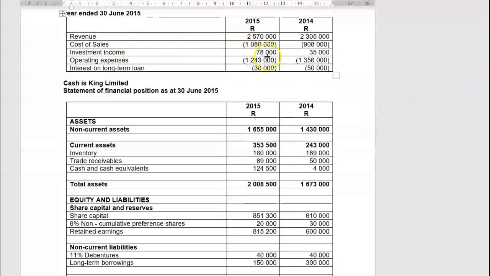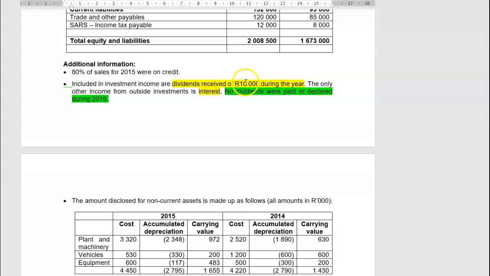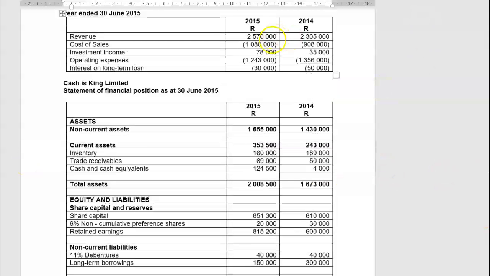Okay, let's have a look at investment income. I think they have investment income here, 78,000 Rand. And they say, well, dividends was 10,000 Rand. So obviously here we had dividend income of 10,000 and interest income 68,000. Now remember, on the face of the statement of cash flow, I have to show those two separately. That makes up the 78,000 Rand.